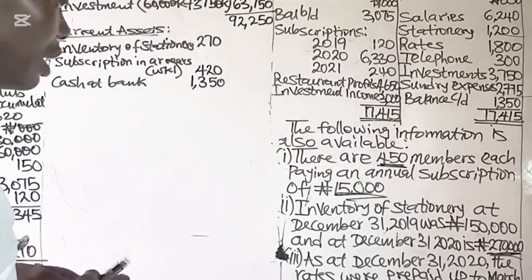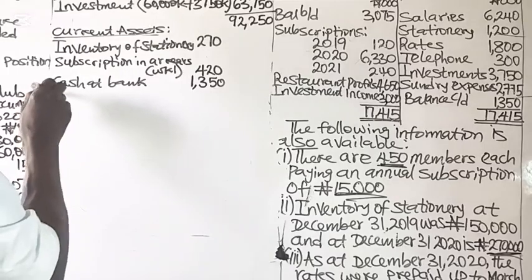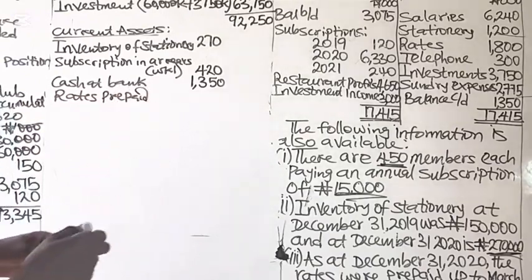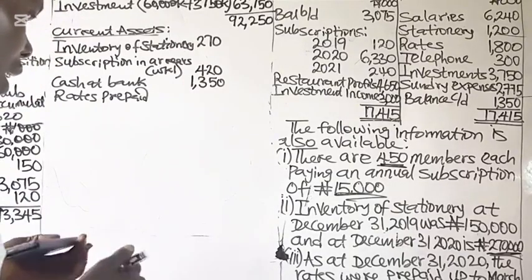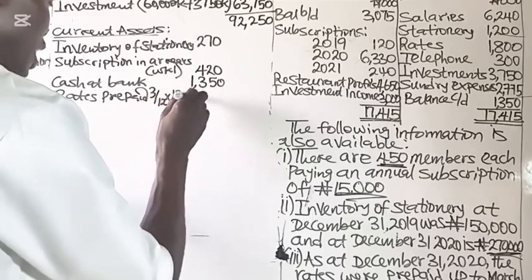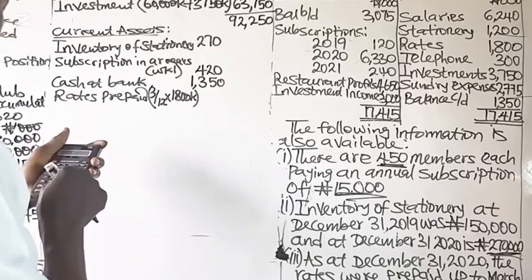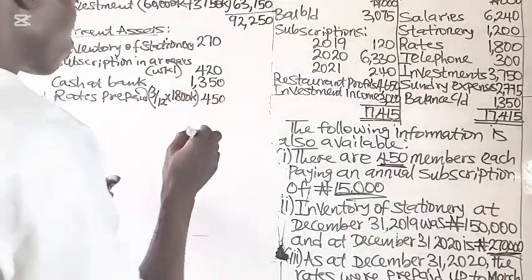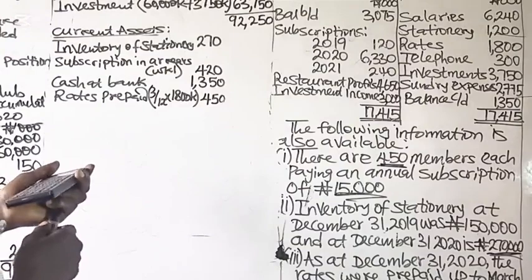Then we said a certain amount of rate was prepaid. That is rates prepaid. If you check working number 3, we said rate of 3 months was prepaid, and we calculated 3 over 12 of 1.8 million. So 1.8 million times 3 divided by 12, and we got 450,000. Remember, we said 450,000 is equally accrued, and the accrued one will be shown as current liability.